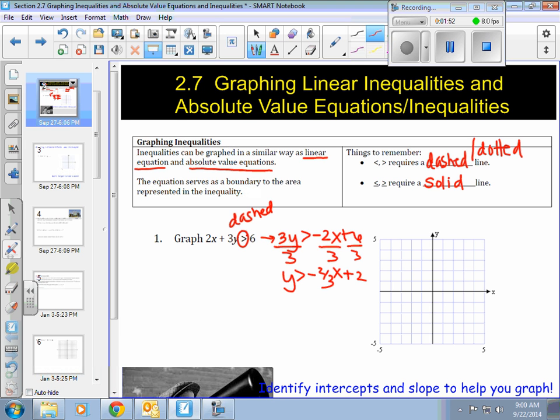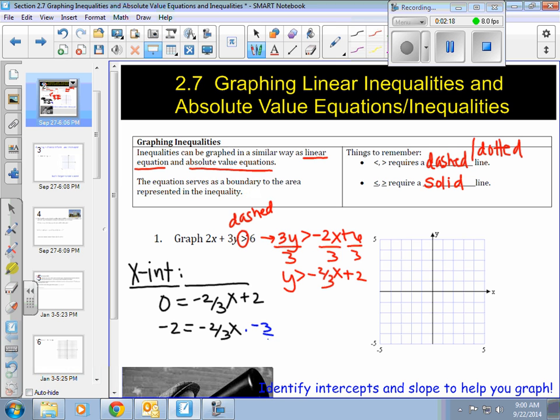Then we need to identify our intercepts and slope in order to graph. We would first find our x-intercept. Remember, that is when you set y equal to 0. So I have 0 equal to negative 2/3 x plus 2. I would subtract 2, and then multiply by negative 3/2. The negatives will make it a positive, and 2/2 simplifies to 1. So 3 is equal to x. So my x-intercept is 3.